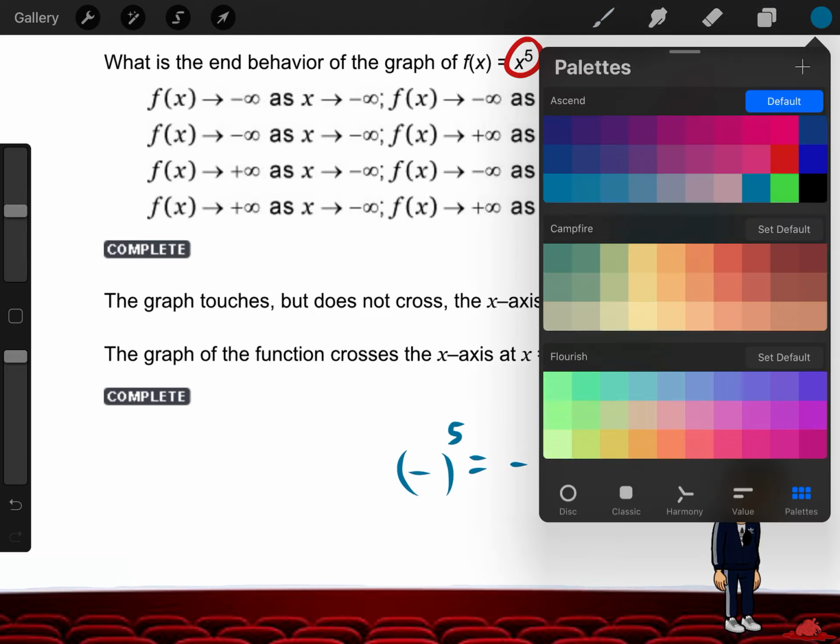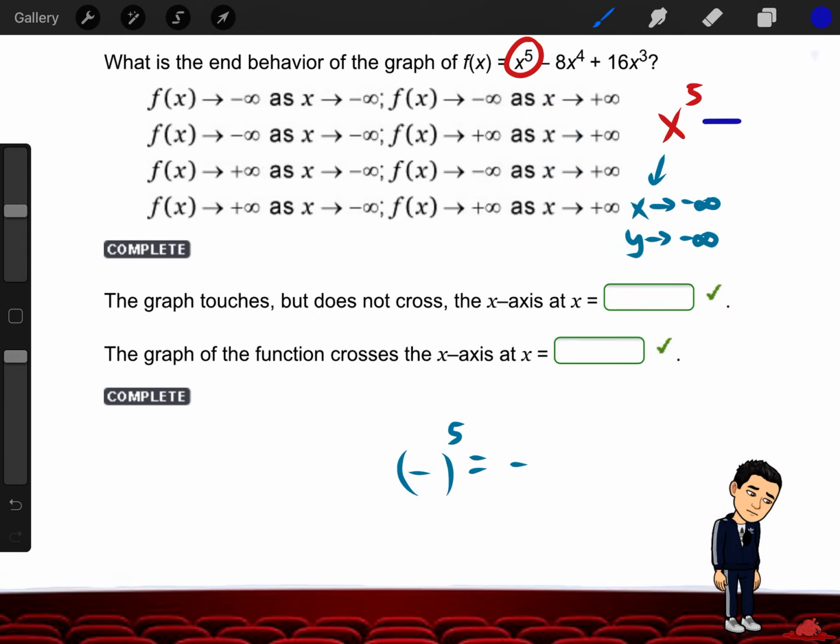All right, so let's use a different color. What happens if your x is approaching positive infinity? Positive to the fifth power is still going to be positive, so your y is going to approach positive infinity. So the one you want to check is going to be letter B, the second one.